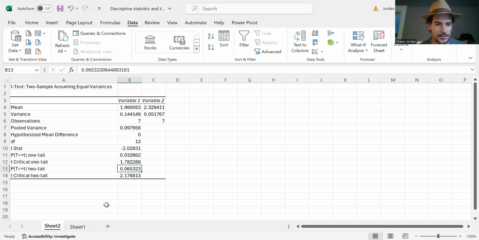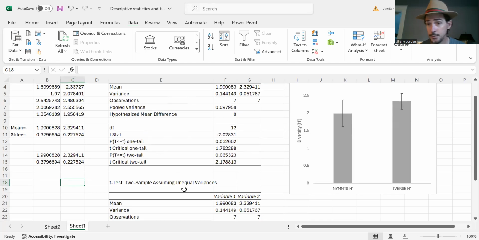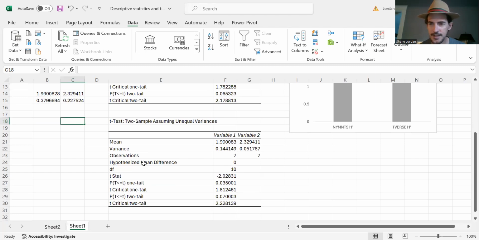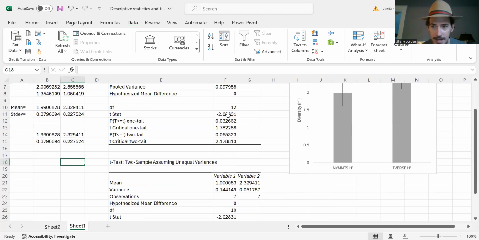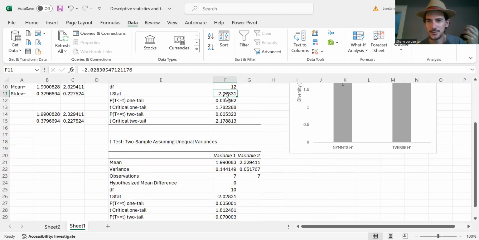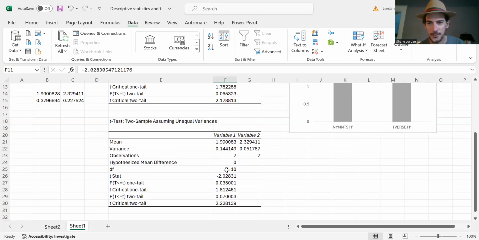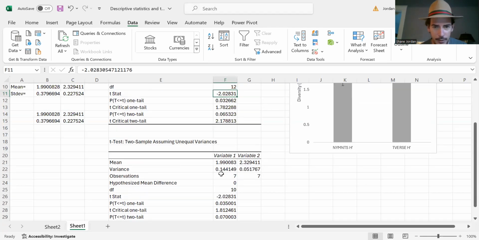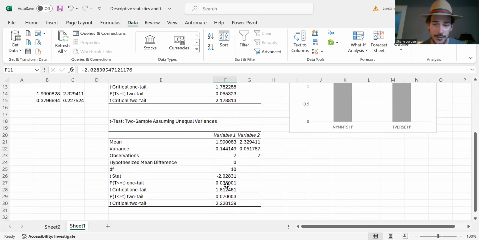I also did this analysis using a two-sample t-test, assuming unequal variances, which our variances are not exactly equal to one another. We could do that test using the same methodology, and we would see that the results would be quite similar, not exactly the same. The t-stat is going to be the same. So we see minus 2.03 is the t-stat, regardless of which analysis we use. But the critical values are going to be a little bit different, and the p-values are going to come out a little bit different.